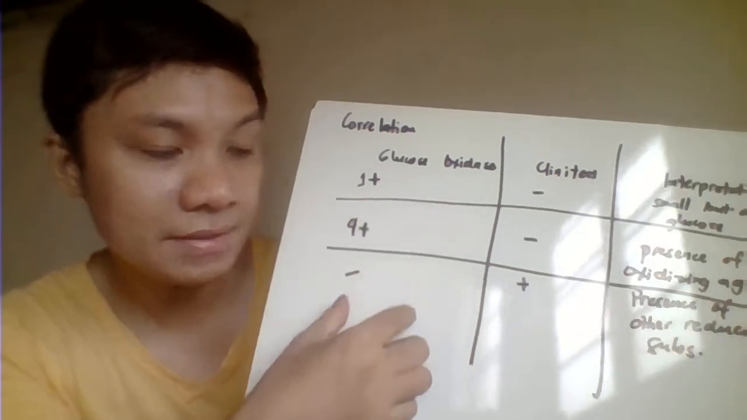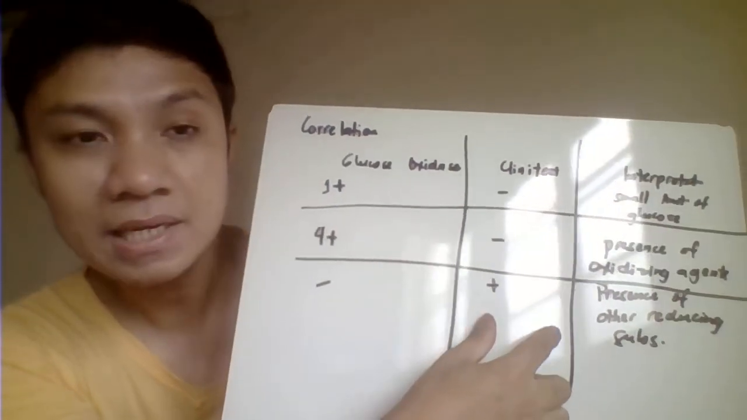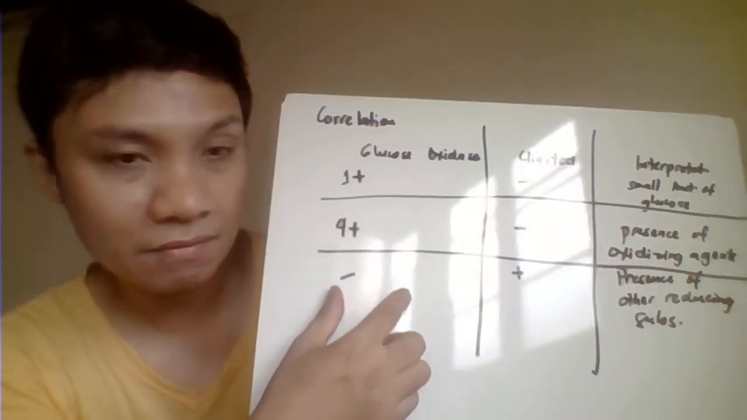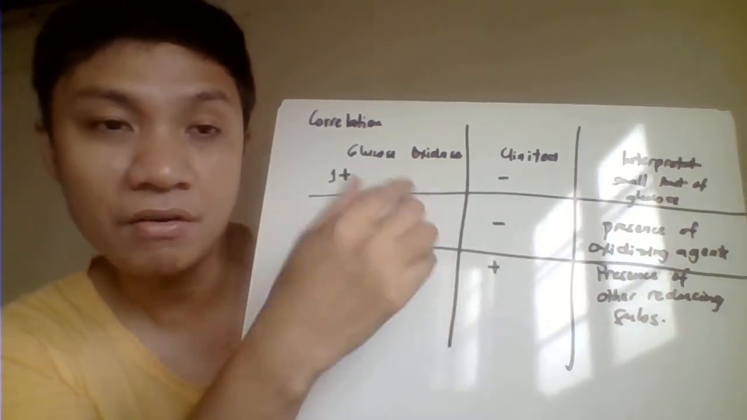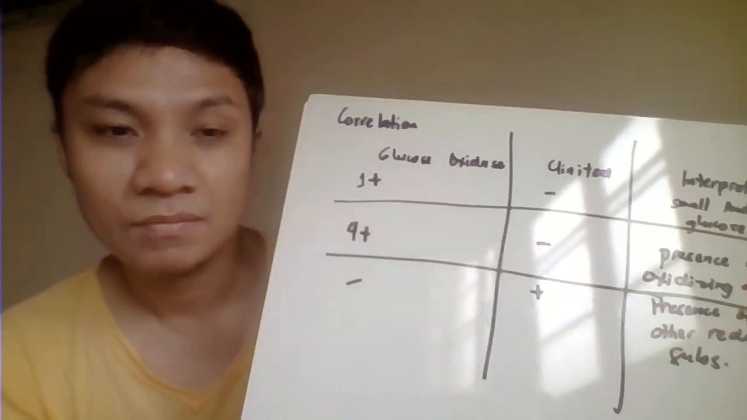Another one, glucose oxidase negative. So it would mean na hindi glucose ang present. The positive sa Clinitest means to say, ang present sa sample natin is not glucose kasi negative siya dito, but rather what's present is any of those reducing substances except your glucose. Okay, thank you.